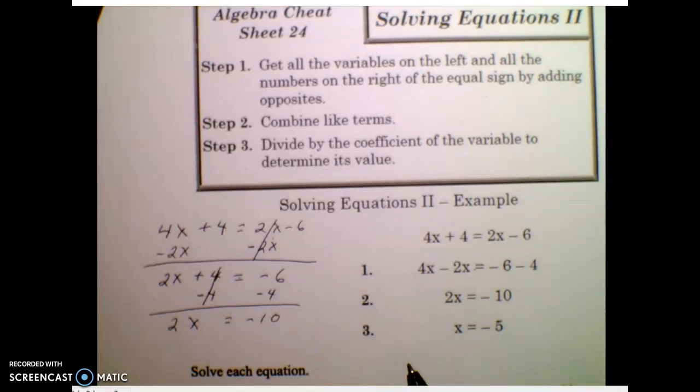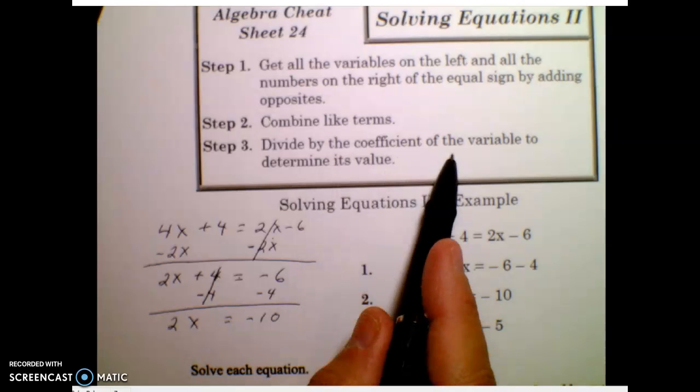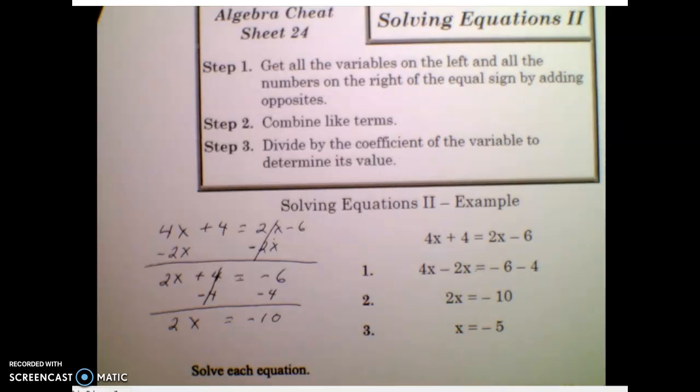Okay, so now I'm to that part where it's divide by the coefficient of the variable to determine its value. So that's what we're going to do. Divide by 2, divide by 2, cancel my 2 over 2, and I'm left with x is equal to negative 5.